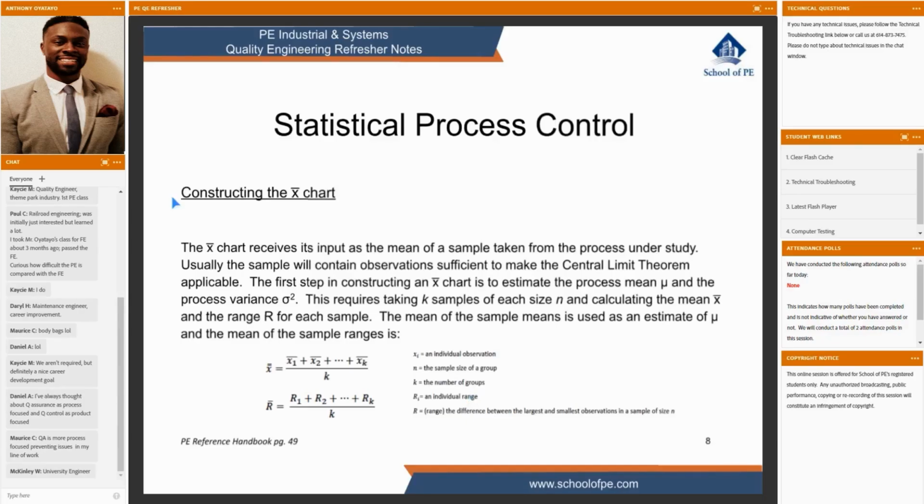So we mentioned the different types of charts. Here we're looking at the X bar. And so page 49 gives us what we're supposed to be using for that. We have X double bar and R bar.